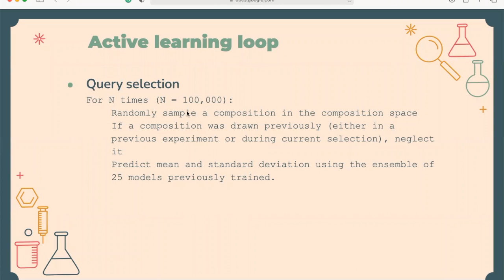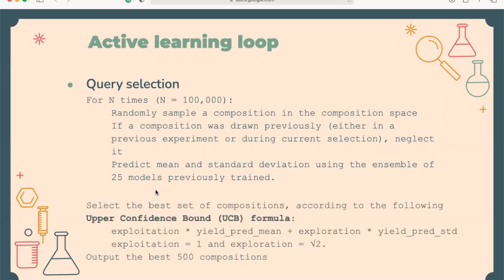The iteration count was set to 100,000. They randomly sample a composition in the composition space. If a composition was chosen previously, either in a previous experiment or during the current selection, they simply neglect it. Otherwise, they predict the mean and standard deviation using the ensemble of 25 models previously trained. So at the end of the iteration loop, we would expect to see 100,000 compositions and their corresponding mean and standard deviation of the predicted yield.